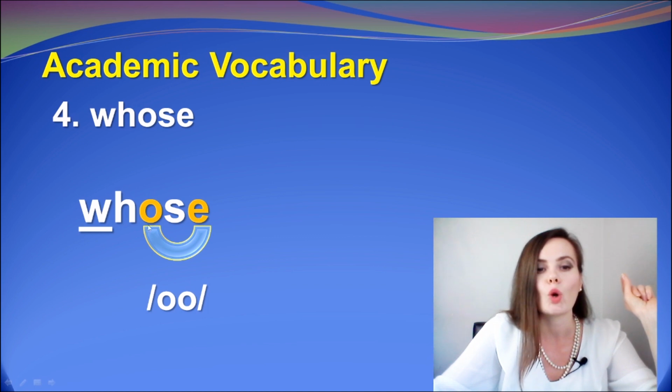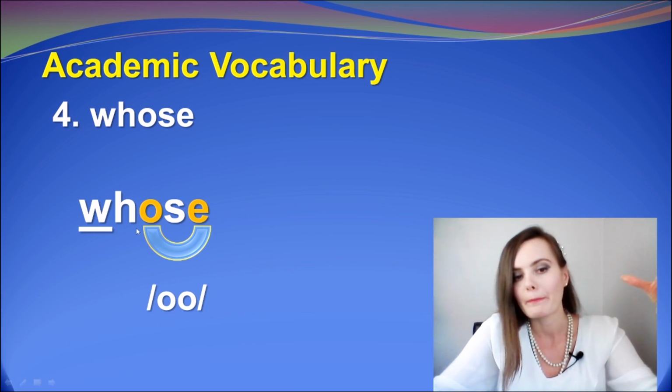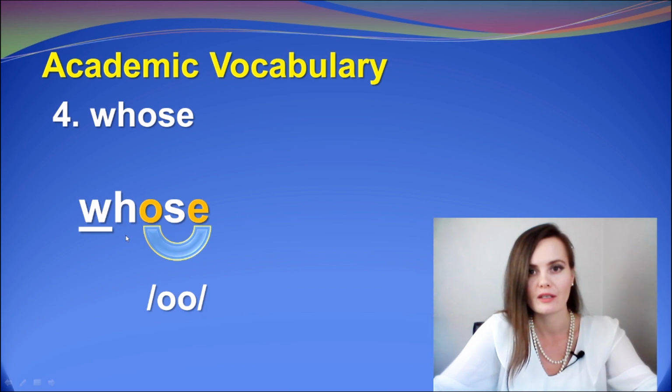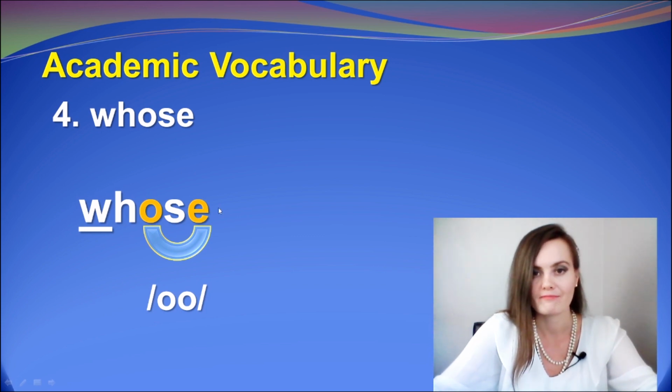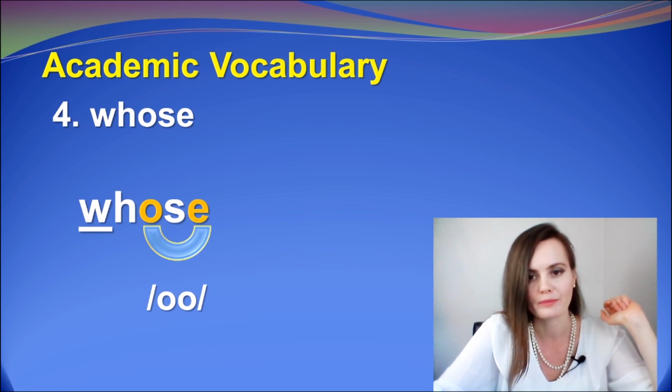Then you see O and silent E. If we would follow the normal usual rule, we would say it as O. But in here, it doesn't work. O and E in this word will sound like oo. This is the exception. So you get oo, and then the sound s. So whose? Whose presentation is this? Whose work is this? Whose pen is this? So whose is our word number 4.